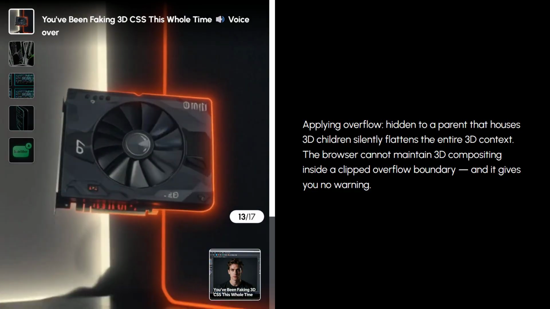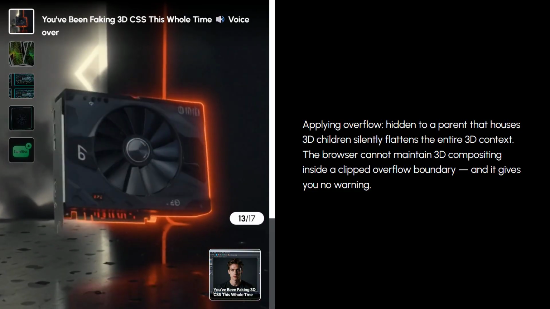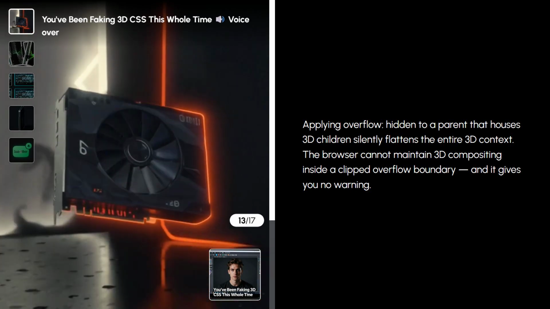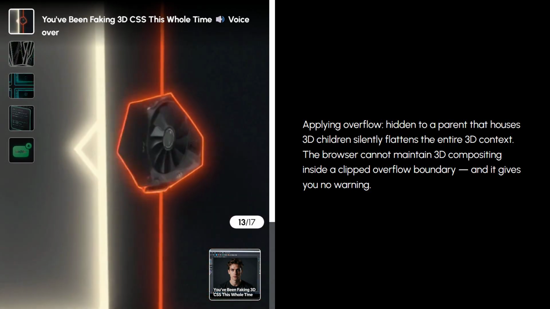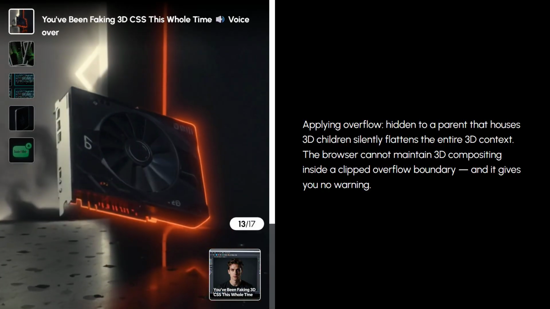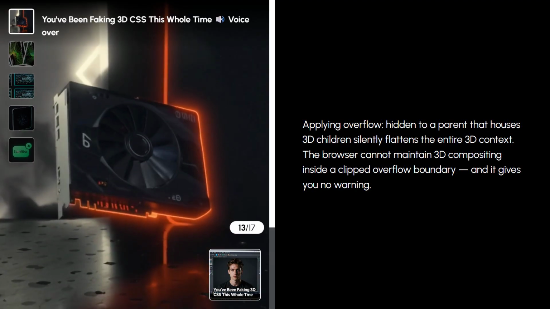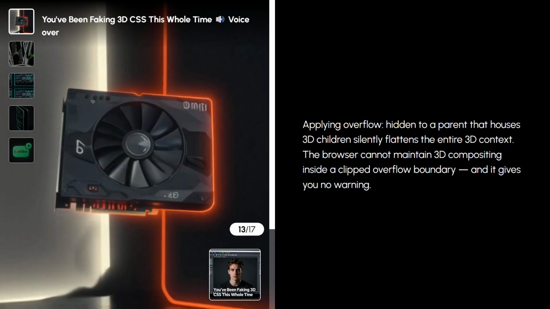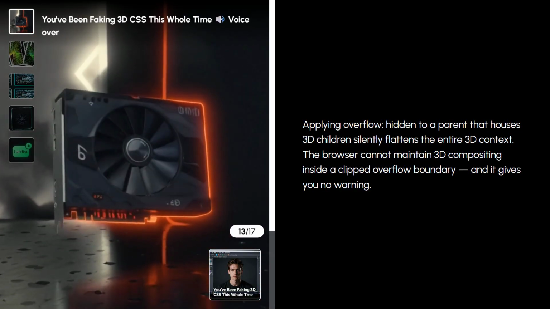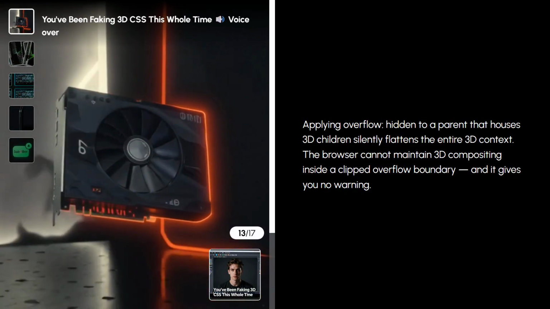Here's the most common silent killer in CSS 3D: apply overflow hidden to a parent that wraps your 3D element. The browser can't maintain 3D compositing inside a clipped boundary. The entire 3D context collapses, everything flattens, and there is no error message, it just breaks with zero explanation.